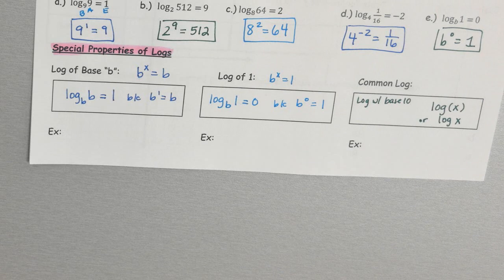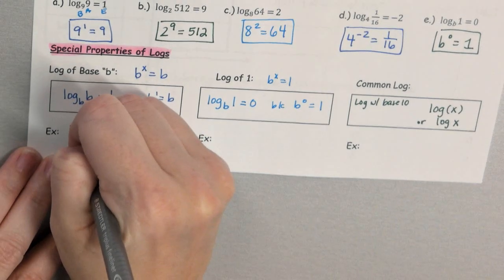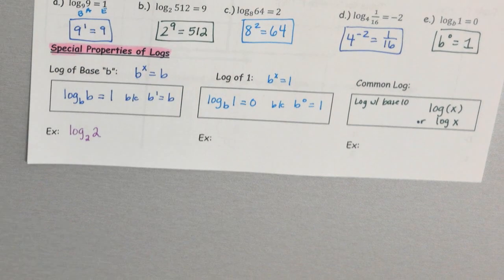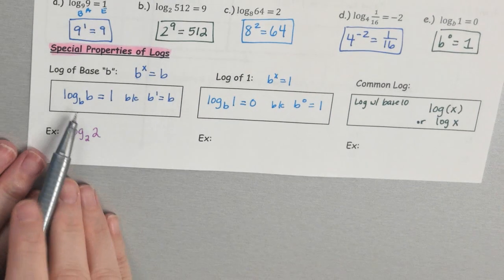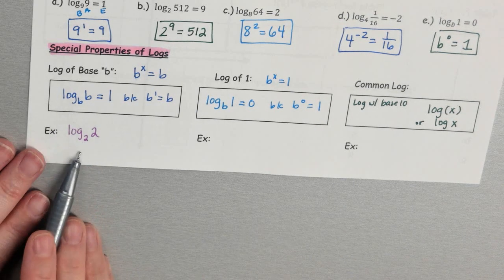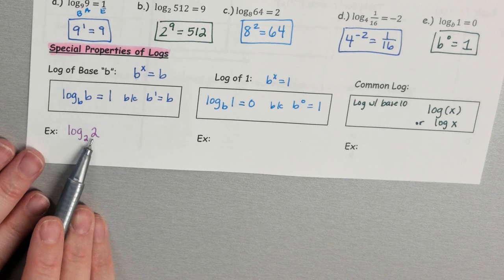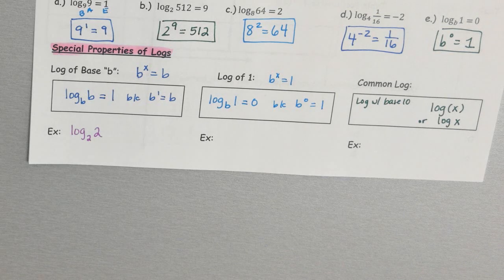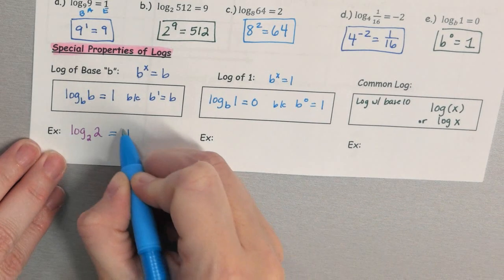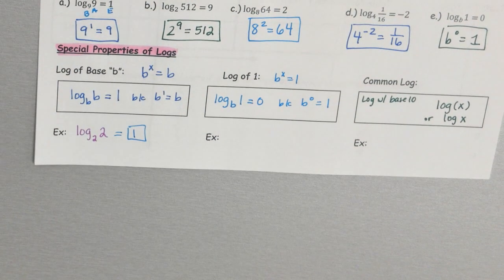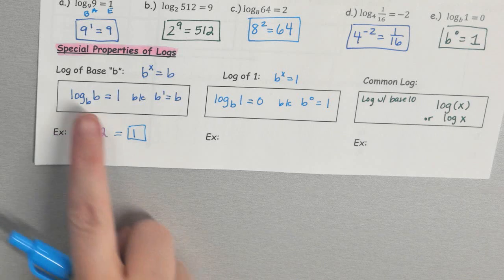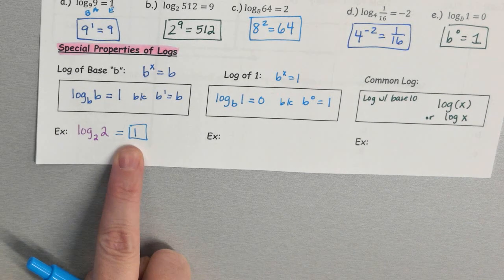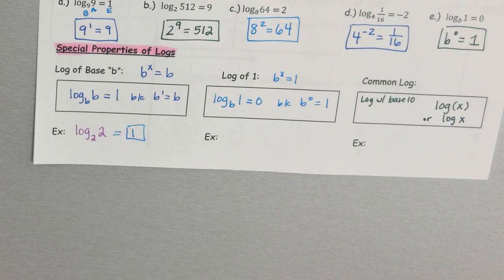For example, if you had the log base 2 of 2, and you were told to evaluate that, you could just use this rule. If the base and what you're taking the log of are the same, what is that going to equal according to this rule? Yeah, it's just going to equal 1. So 1 would be your final answer. If you can recognize that, you could do it like that. You could also set it up exponentially: 2 to what power is 2?